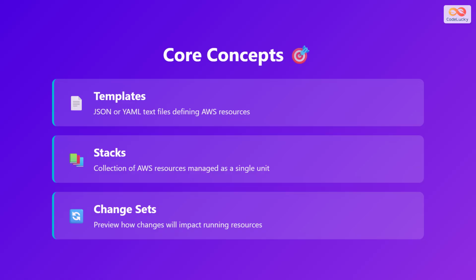CloudFormation has 3 core concepts you need to understand. First, templates. These are JSON or YAML text files that define all the Amazon Web Services resources you want to create, along with their properties and configurations. Second, stacks. When you deploy a template, CloudFormation creates a stack, which is a collection of Amazon Web Services resources managed as a single unit. You can update, delete, or manage all resources in a stack together. Third, change sets. Before making updates to existing stacks, you can preview how your changes will impact running resources, allowing you to review and approve modifications before they take effect.